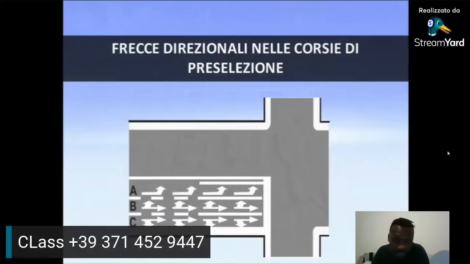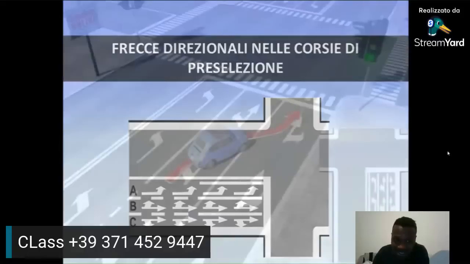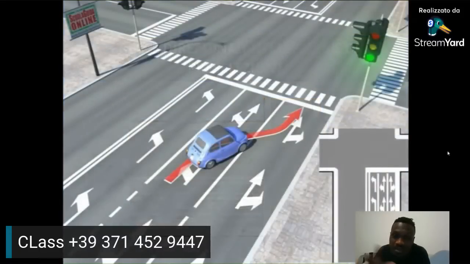Now, another crazy intersection. Frecce direzionali nelle corsie di preselezione. So here, what are they talking about? It is the lanes that allow us to circulate in a certain way.